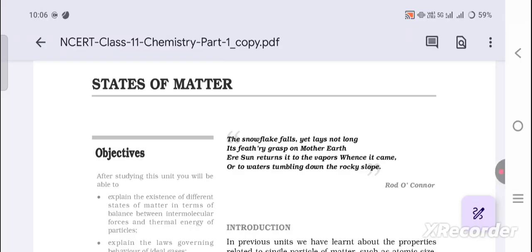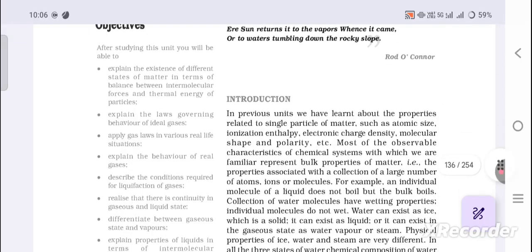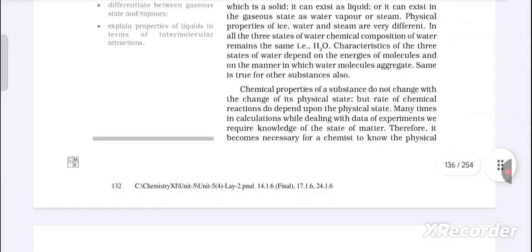Today I am going to read out the chapter States of Matter. Chemical properties of a substance don't change with the change of its physical state, but the rate of chemical reaction does depend upon the physical state. Many times in calculation while dealing with the data of experiment we require knowledge of the state of matter.